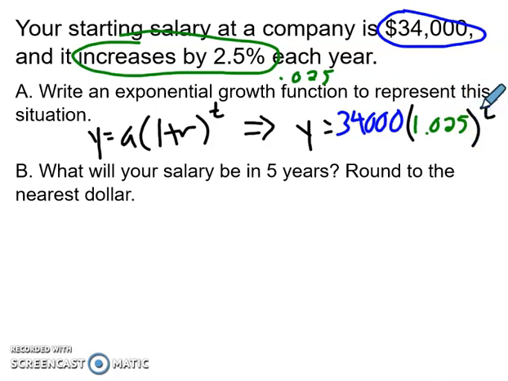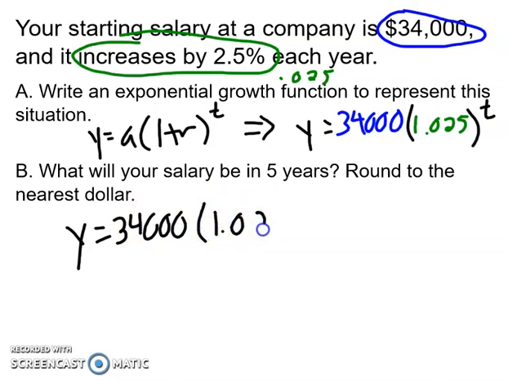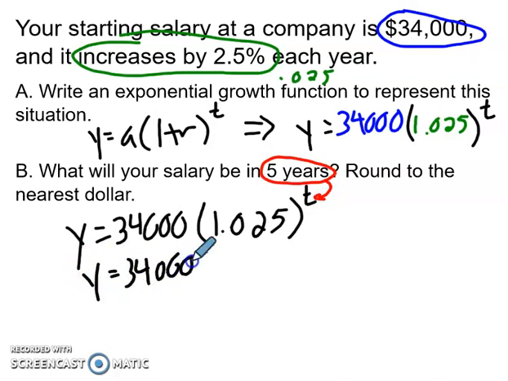All right, so if we take that down to section B, y is equal to 34,000 times 1.025 raised to the t. It's asking us, hey, what is going to be your salary in 5 years? So our time is going to be 5. So let's substitute that in.